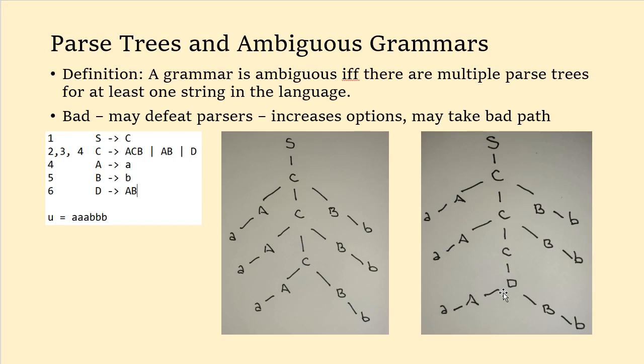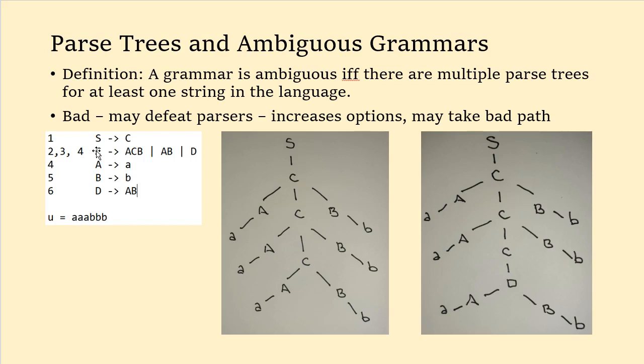Now, why is ambiguity even talked about? Well, because it's bad news for the parsers. If the parsers have a choice, for example, here's a choice. In this ambiguous grammar, if I see AB and I want to go backwards, should I go backwards to D? Or if I see AB, should I go backwards to C? It may be that if I take the wrong choice, I'm going to get a bad result. I may get an improper parse.